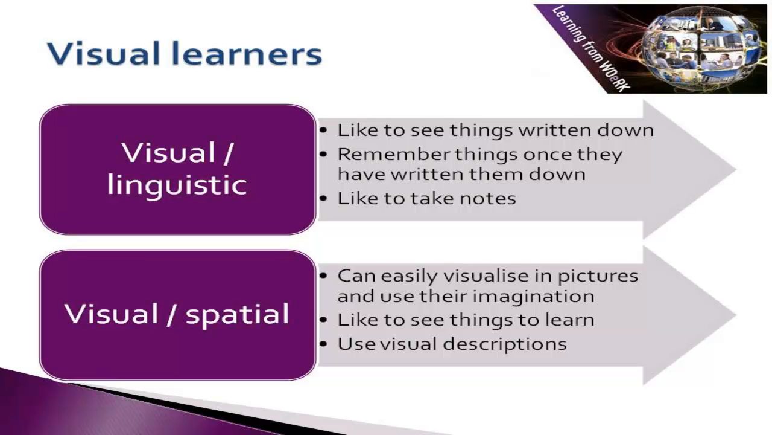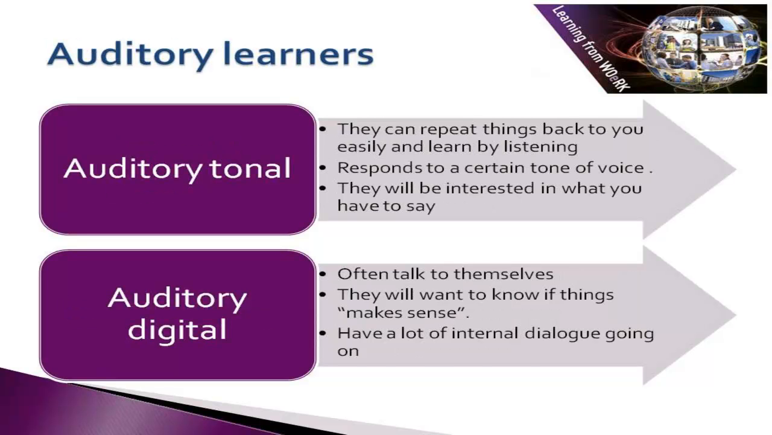Those with a preference for visual spatial visualize easily and remember things in pictures and in their imaginations. So they like to see things to learn and will use visual descriptions when they're telling you about things. People with an auditory learning preference can also be divided into 2 categories. First, there is auditory tonal. These people are concerned with sounds and voices. They're very good at learning by listening and will respond to certain tones of voice, and they'll be interested in what you have to say.